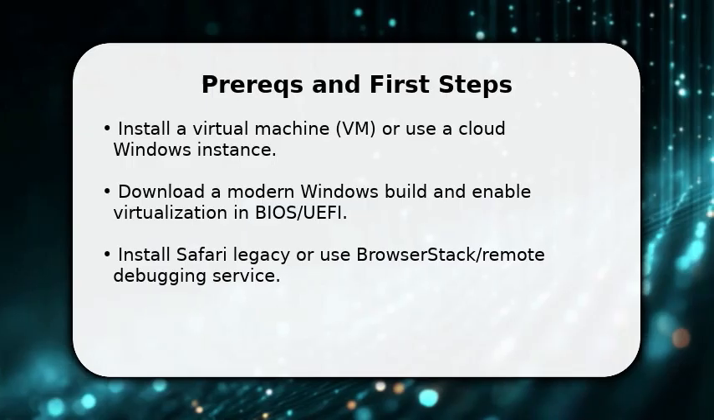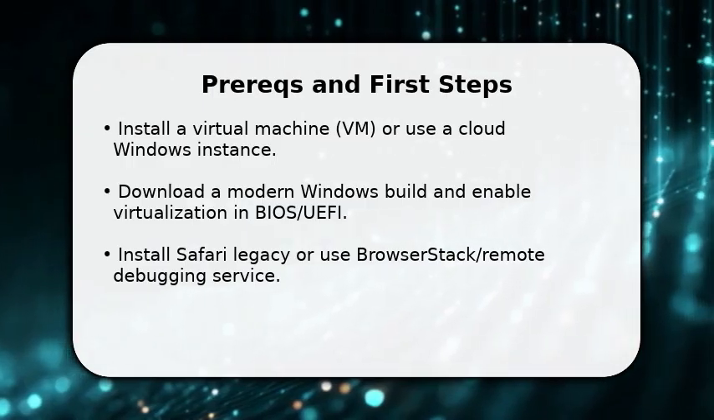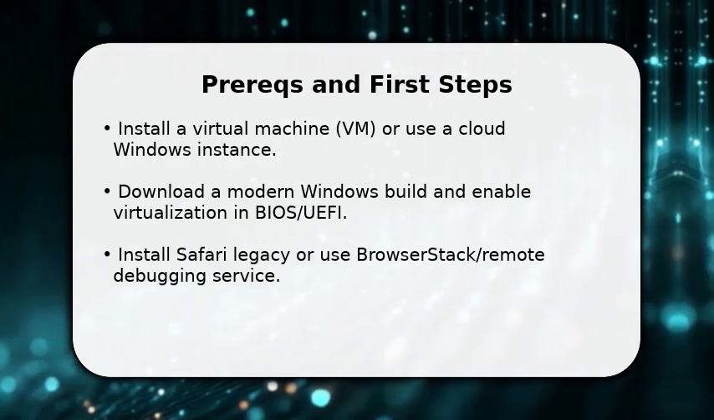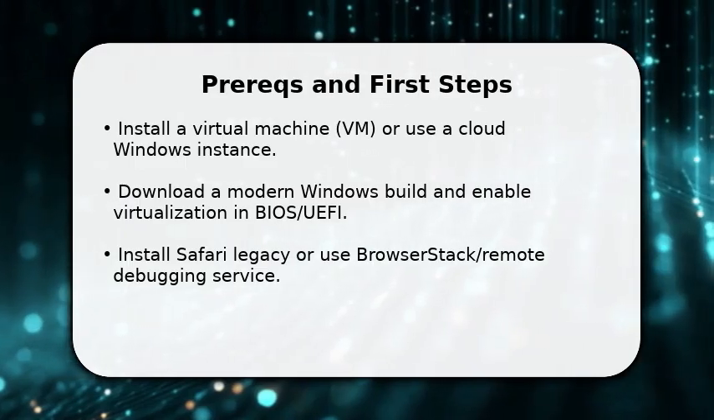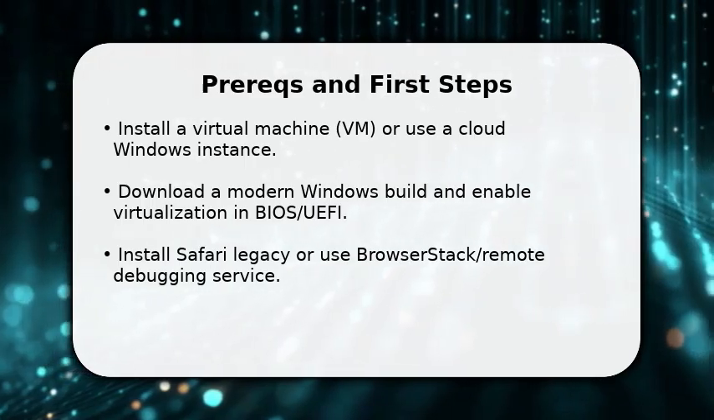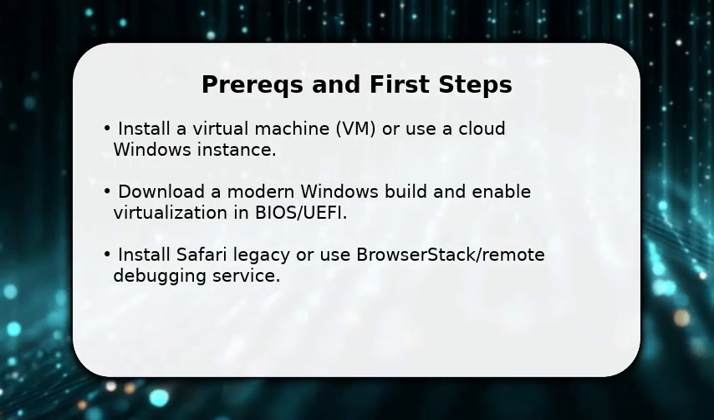You start by getting a Windows environment running fast. Spin up a VM or a cloud Windows instance and enable virtualization in BIOS. Once done, install a supported browser testing tool or locate the Safari Legacy installer for Windows if you must. Make sure to snapshot the VM before changes so you can revert. This saves time and prevents configuration drift.